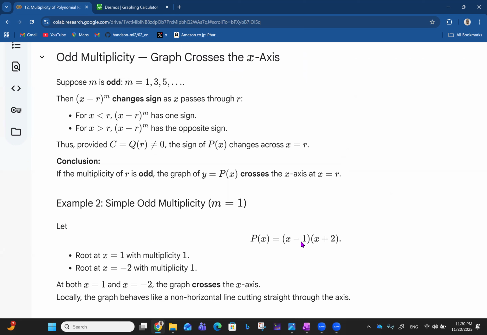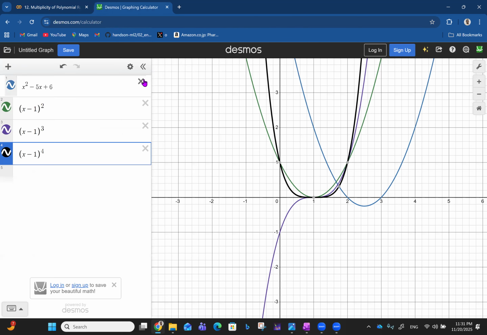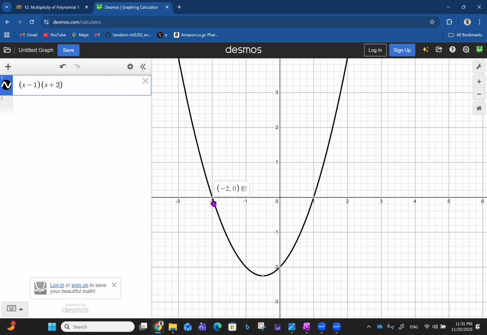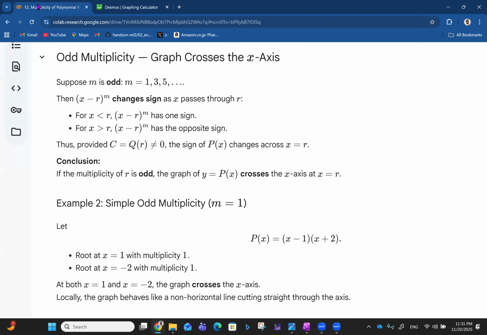So let p of x be (x minus 1)(x plus 2). So we have a root at x equals 1 with multiplicity 1, and a root at x equals minus 2 with multiplicity 1. At both x equals 1 and x equals minus 2, the graph actually crosses the x-axis. Locally, the graph behaves like a non-horizontal line cutting through the x-axis. So again, you see, it cuts at minus 2 and cuts at 1. That's exactly what we are talking about.